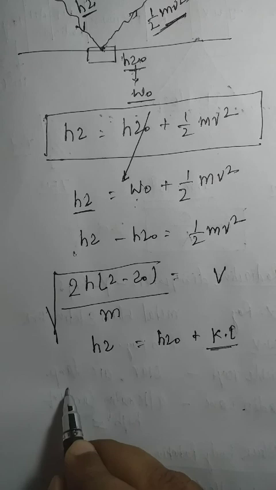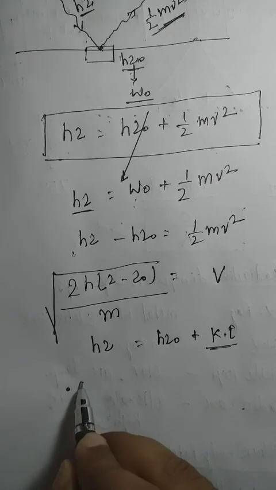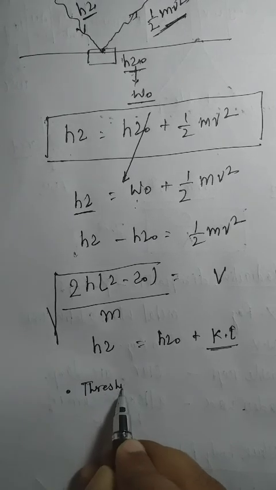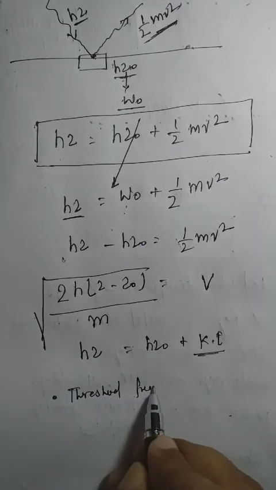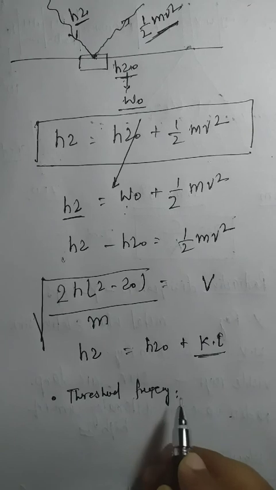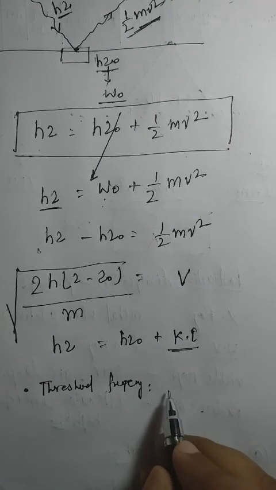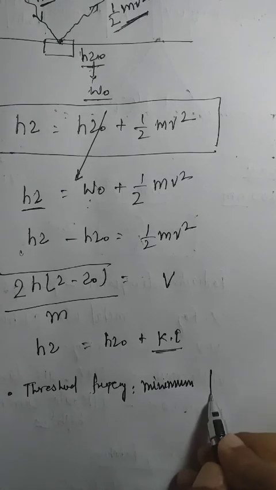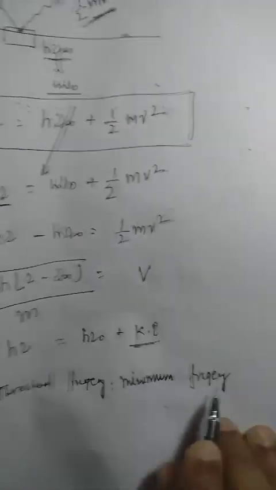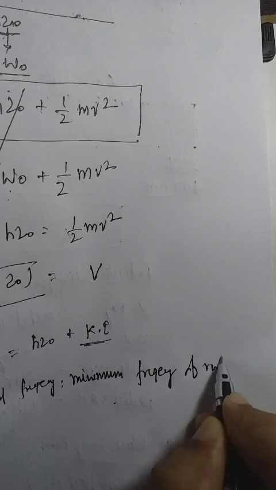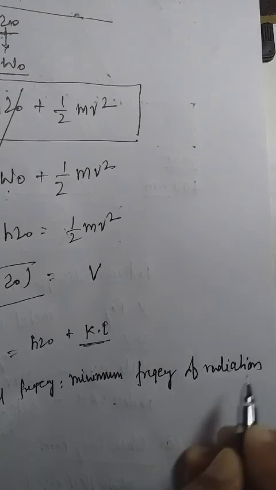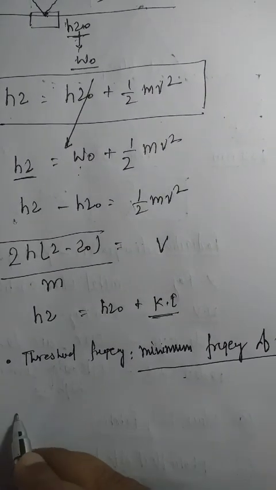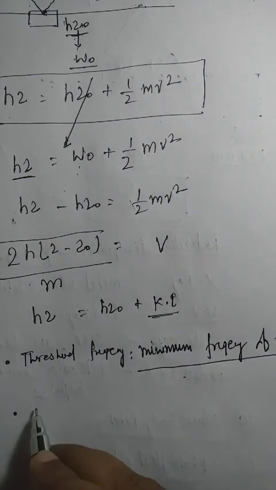Keep in mind two key factors which we normally use in the exam. Threshold frequency: you have to write minimum frequency of radiation. That is called threshold frequency. This is our key factor. Memorize this.